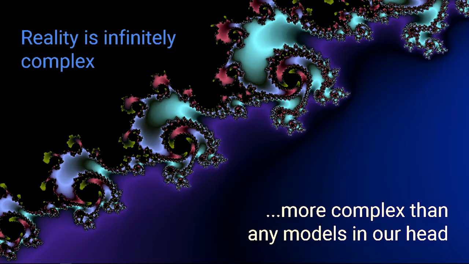When you zoom in on the edge of the Mandelbrot set, this is a perfect example of how life is. As you get deeper into reality, you discover that it's more complex than you can manage in your head. And that's the way life is, right? It's more complex than the models in our head. What we have in our head is just a model. The map is not the terrain.